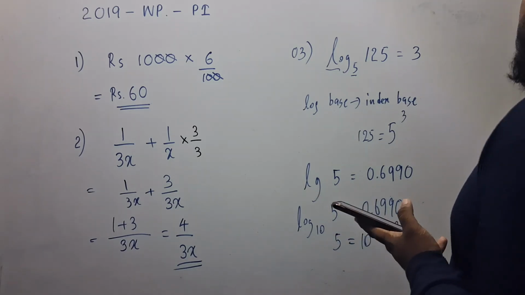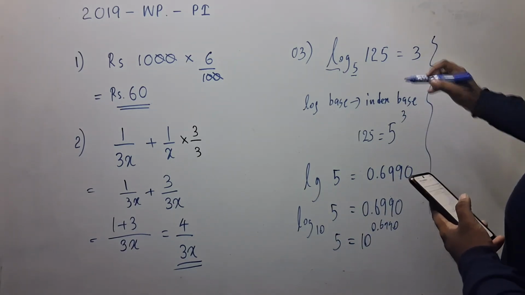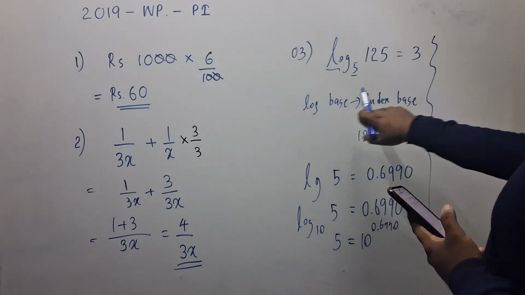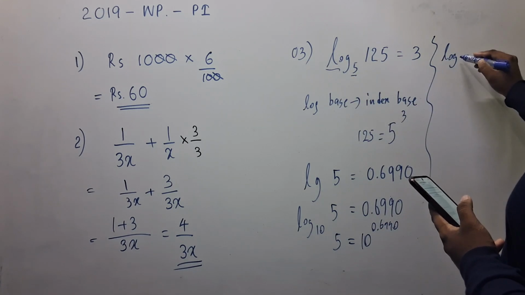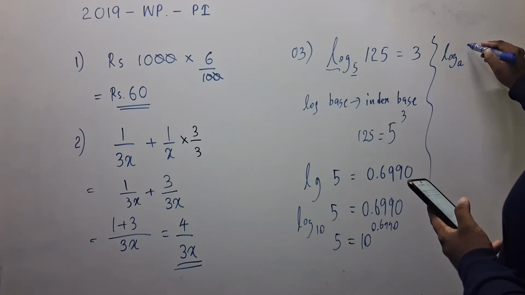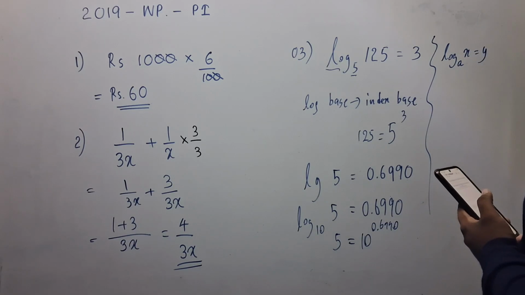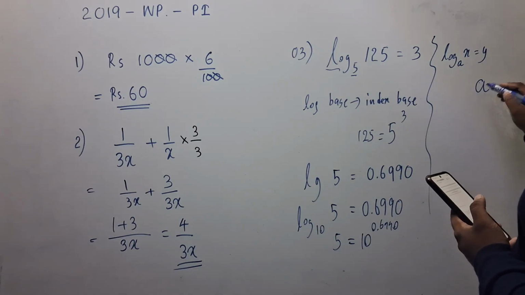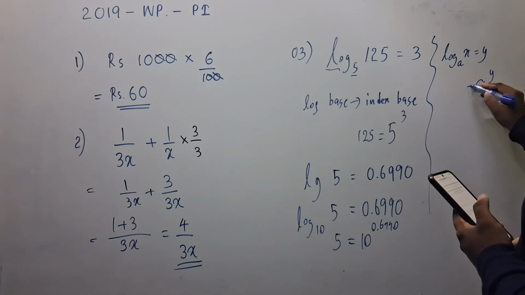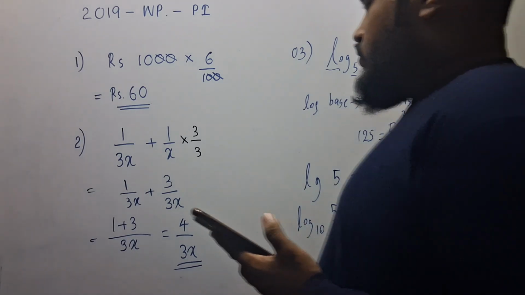Like that. Even if you have been given an algebraic value, you have to make the log base the index base. Let's think log base a of x equals y. Make this a the base of the index. So index base is a, power is y, equals x. That's how we do it.